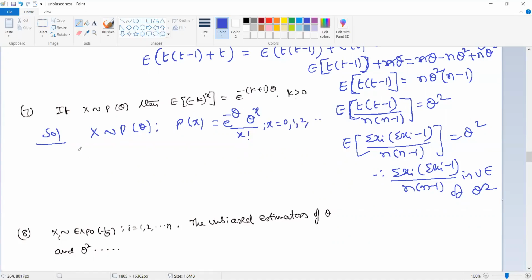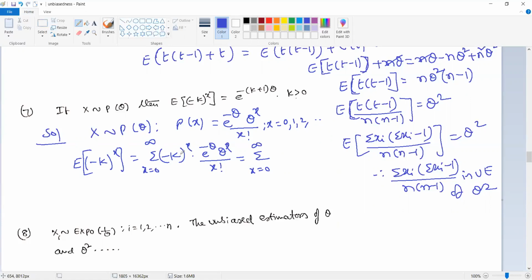0 to infinity. So now here, the expectation of (-k)^x is equal to the summation of (-k)^x times p(x), which is e^(-θ) θ^x by x factorial. Here x ranges from 0 to infinity. That is equal to the summation for x equal to 0 to infinity of (-k)^x θ^x. Powers are equal, so the bases multiply: (-kθ)^x e^(-θ) by x factorial.